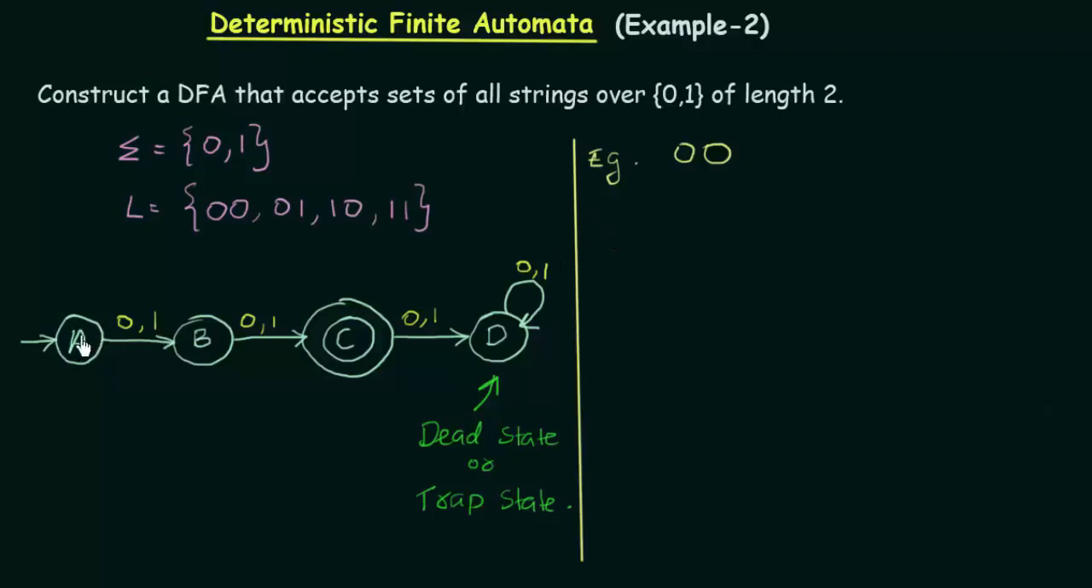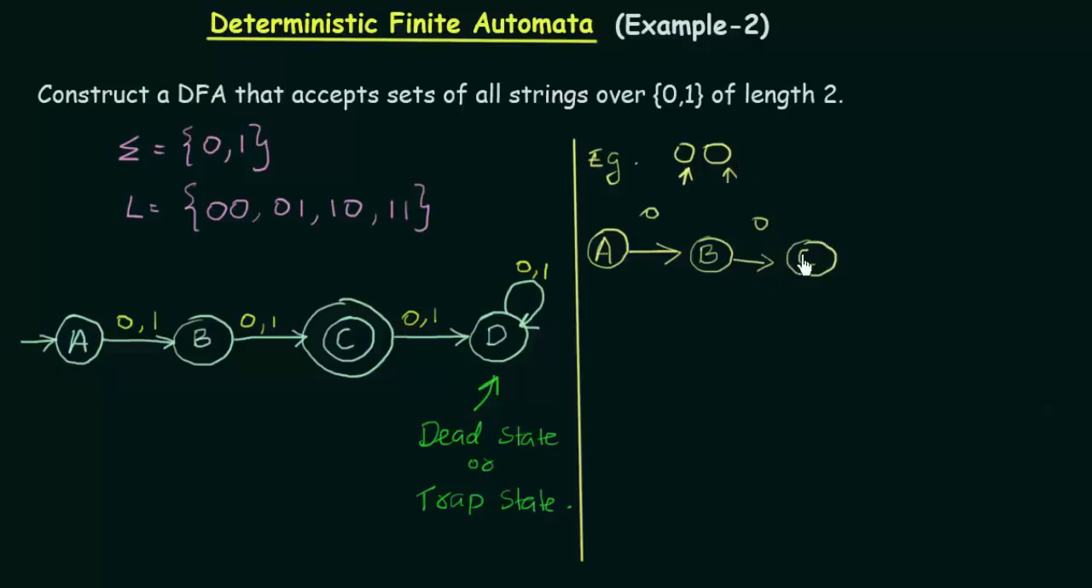So we always have to start with our starting state, which is state A. I'm starting from here and the first input is 0. So I get input 0 in state A, and what happens when A gets the input 0? It goes to state B. And what is the next input? The next input is again 0. I'm in state B right now and I get input 0. So in state B, if I get input 0, where does it go? It goes to state C.